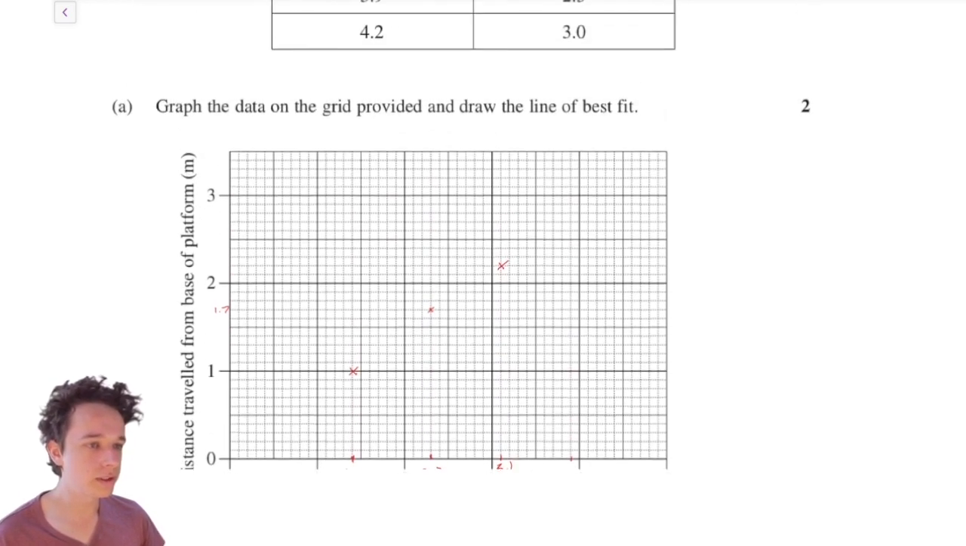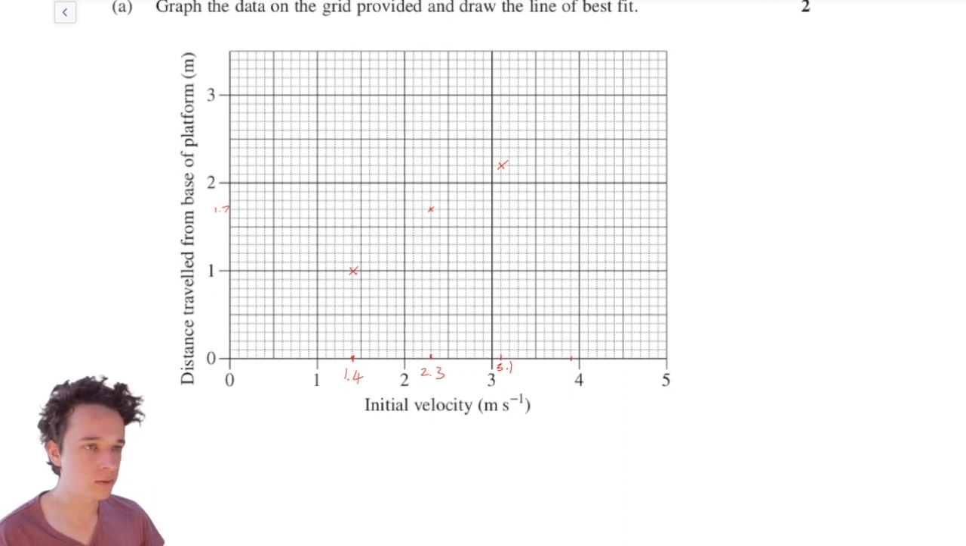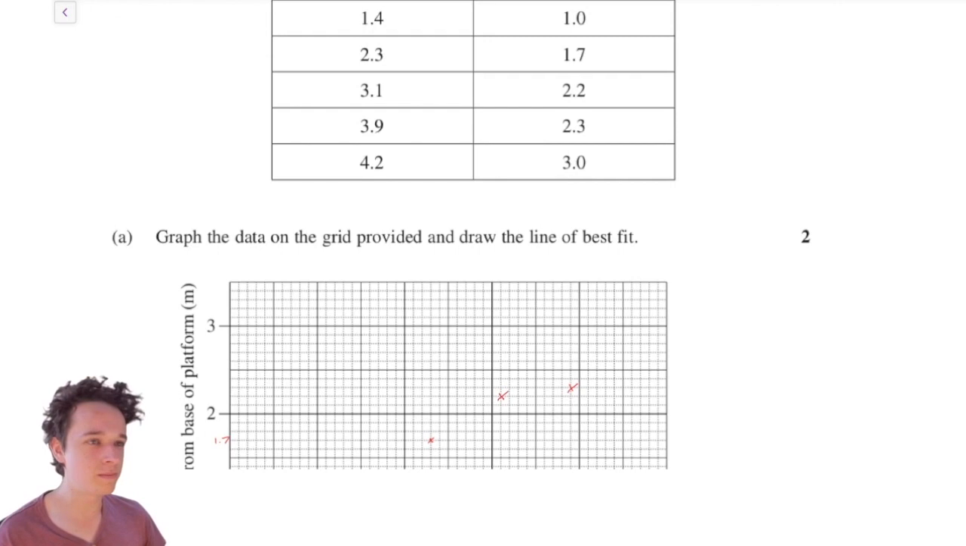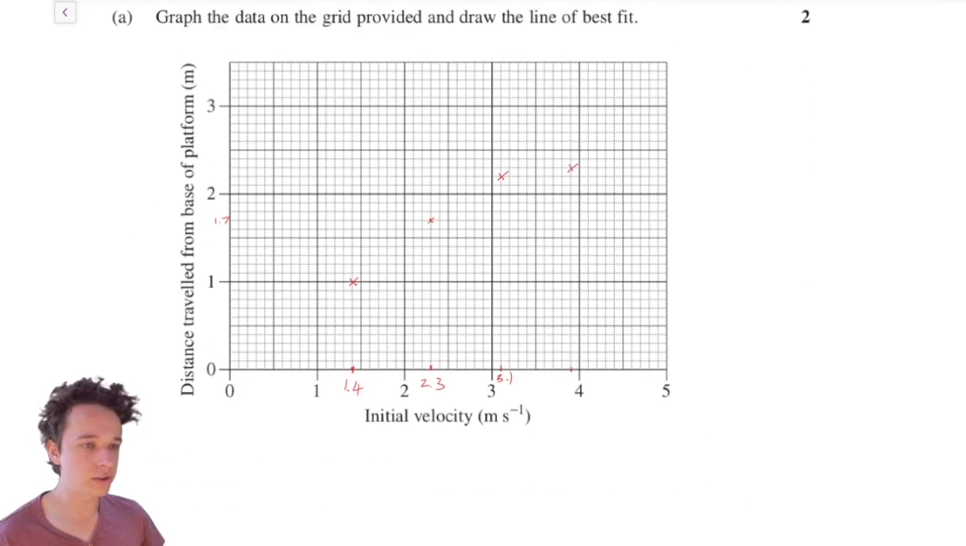2.3, oh, it seems like a bit of an outlier. 2.3, which would be this point here. Yeah, that's definitely an outlier. So maybe just make a little note to yourself. 4.2 is 3, so 4.2 here is 3.